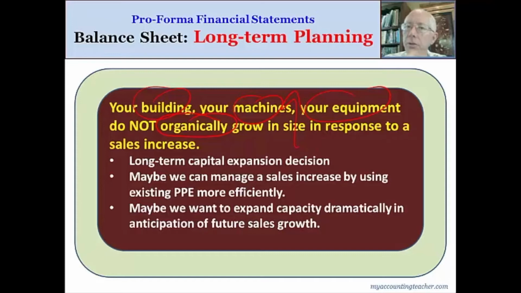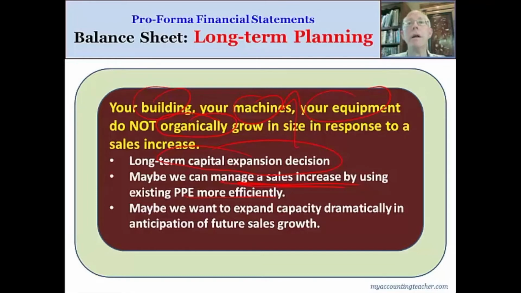If you're going to increase your sales by 20%, you have to sit down and say, okay, do I have surplus capacity now? Can I increase my sales by 20% given the stuff that I've got, or do I have to buy more? You're going to have a long-term capital expansion plan. It may very well be that we can manage a sales increase within certain limits by just using our existing property, plant, and equipment more efficiently. In other words, maybe I can make my sales go up by 20% without any new buildings or land or machinery. I just use more efficiently what I've already got. I've got some surplus capacity.